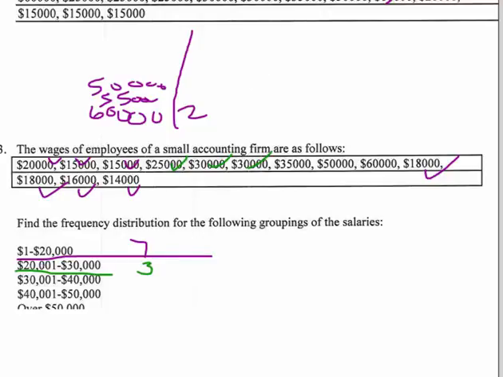And then how many you have in the range from 31 to 40,000? 1. How many from 40 to 50? 1. And how many for over 60? 1. So that's the frequency distribution of this set of wages. So the majority of the folks are in the lower bracket of earning money at this particular company.